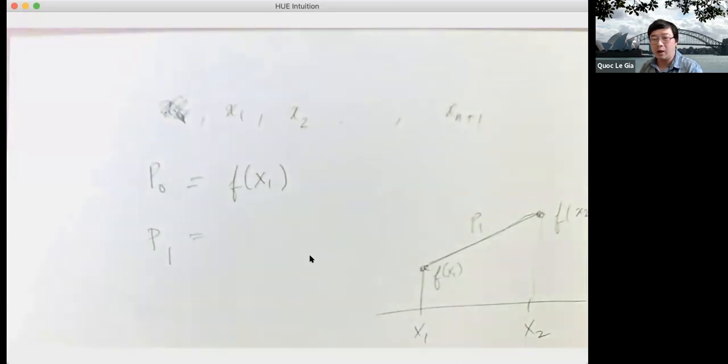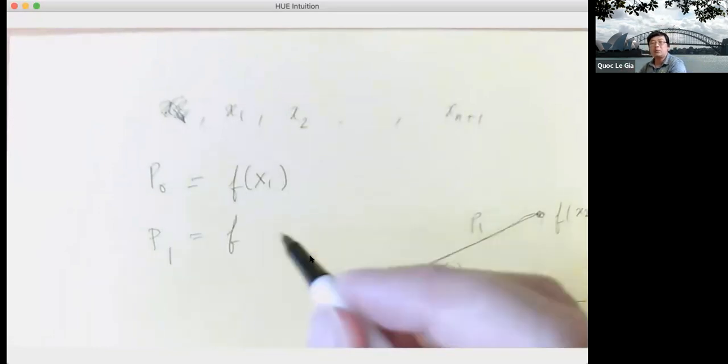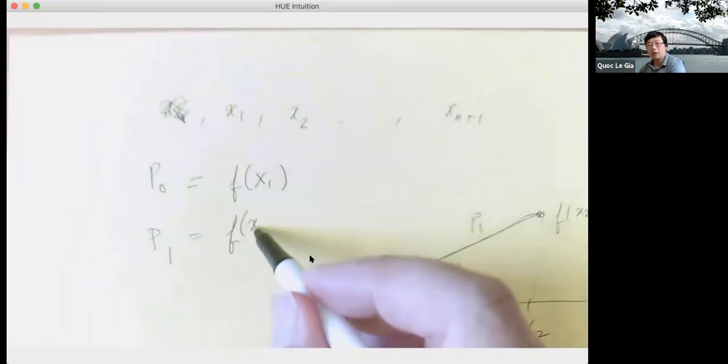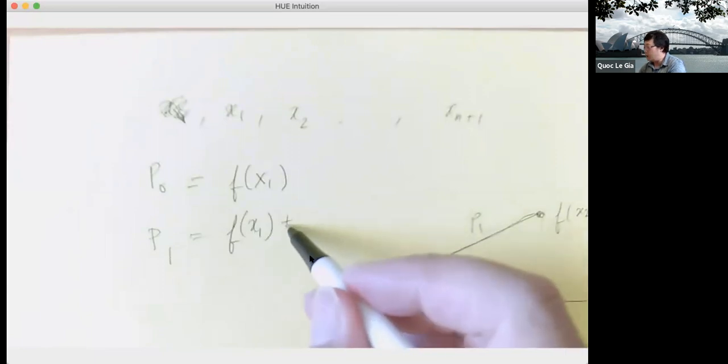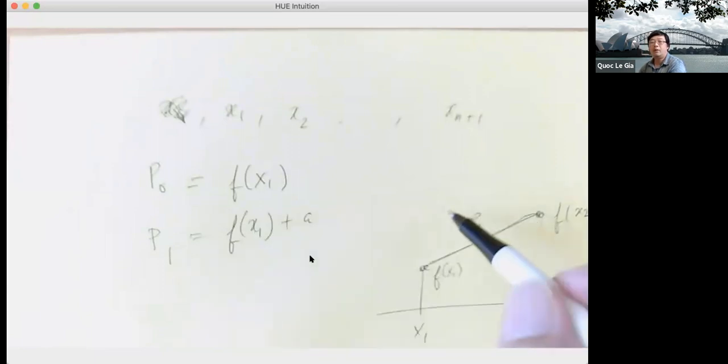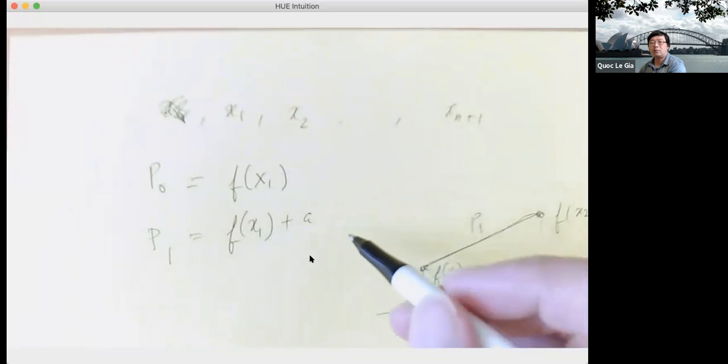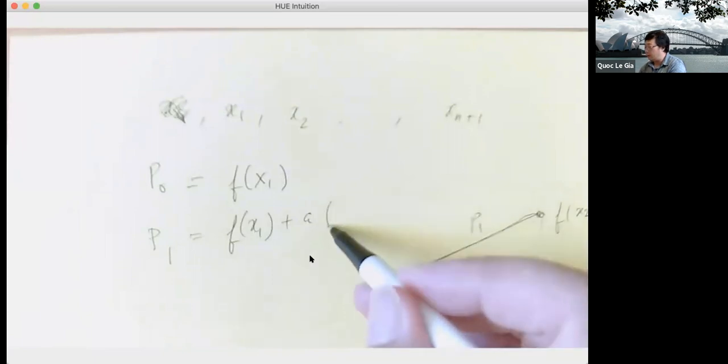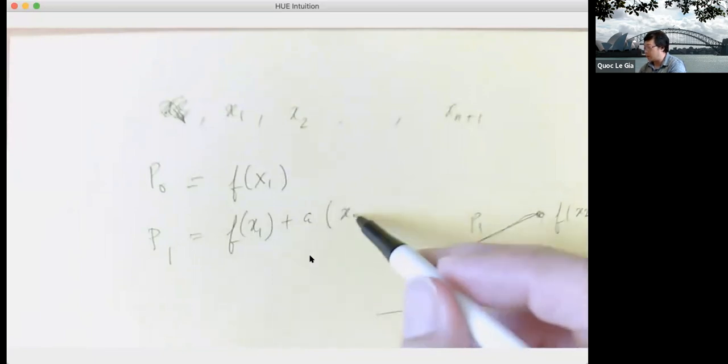Yeah, okay, f of x1. Yeah, so it's correct. Yeah, so it will be f of x1 plus a of, well, actually it should be a of x minus x1, yeah?